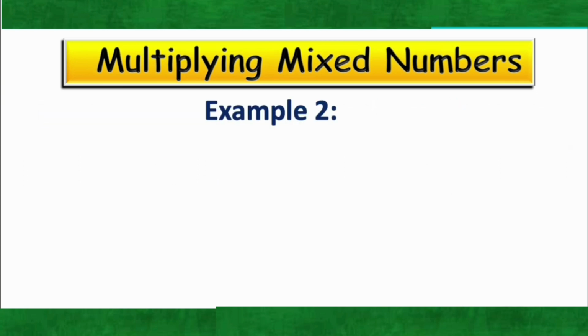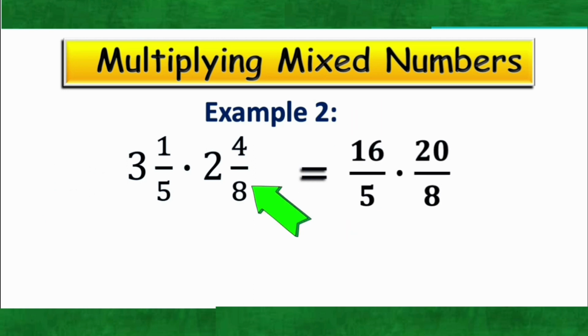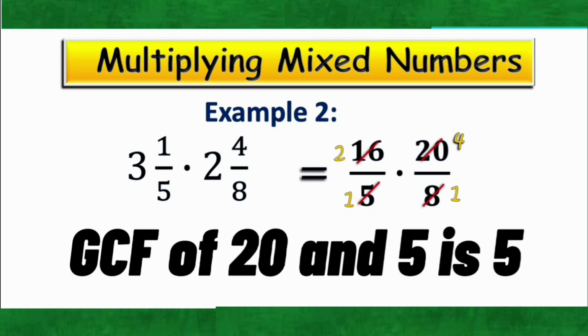Let us have another example. 3 and 1/5 times 2 and 4/8. 3 and 1/5 is 16 over 5, and 2 and 4/8 is 20 over 8. Here, we can do the cross-canceling method. 16 and 8, and 20 and 5. The GCF of 20 and 5 is 5.